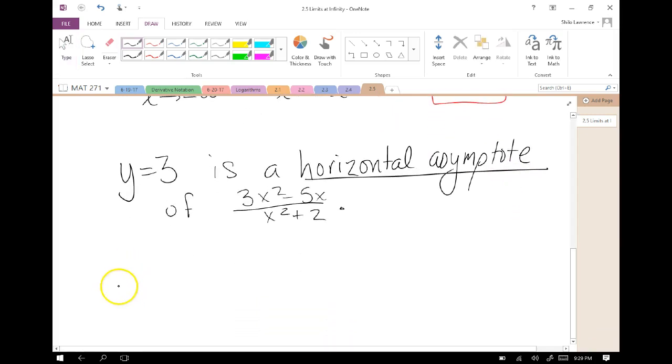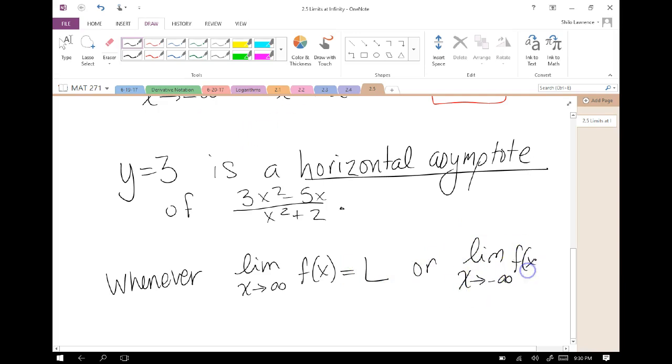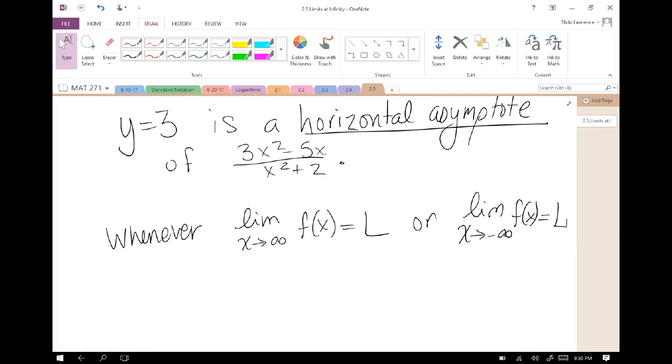Whenever the limit as x approaches positive infinity of f of x is equal to some number, or the limit as x approaches negative infinity of f of x is equal to some number, we would say that that number is a horizontal asymptote.